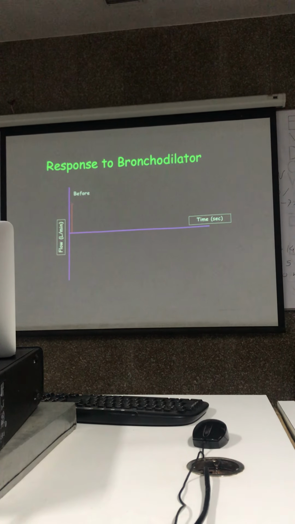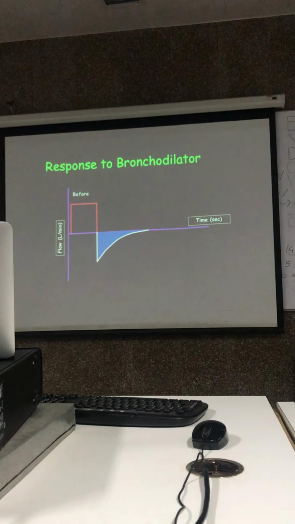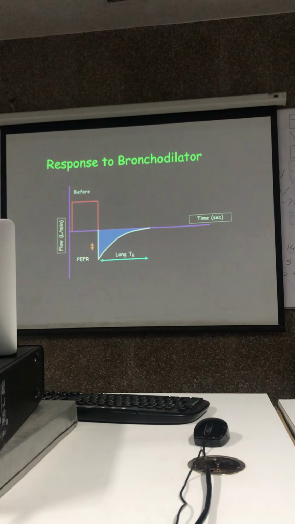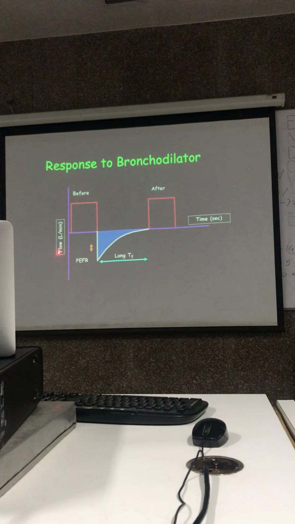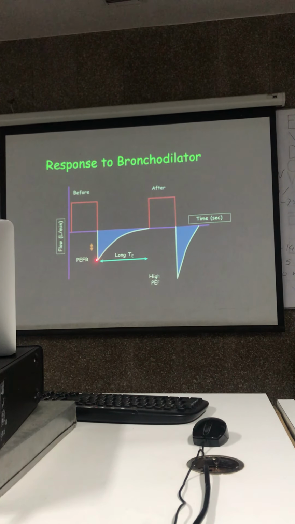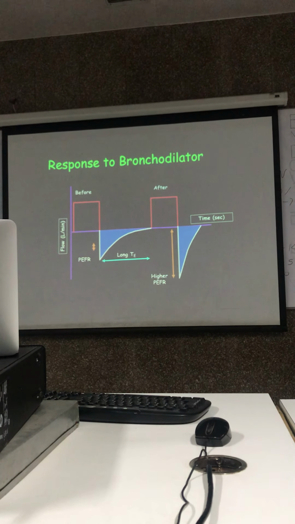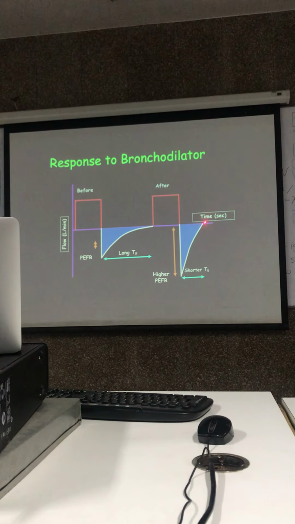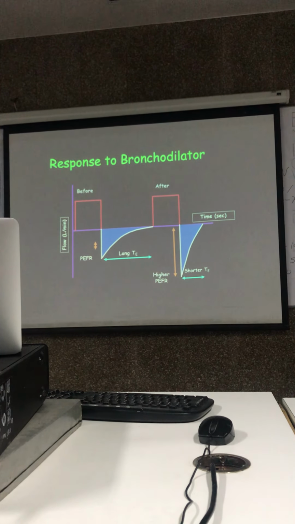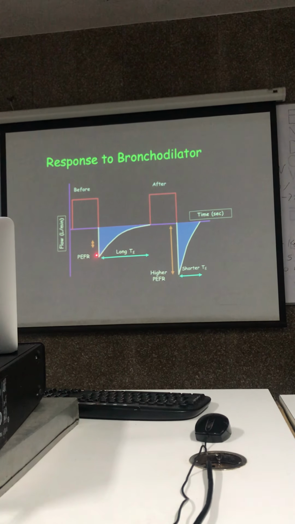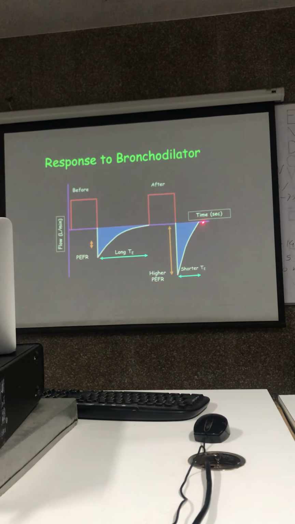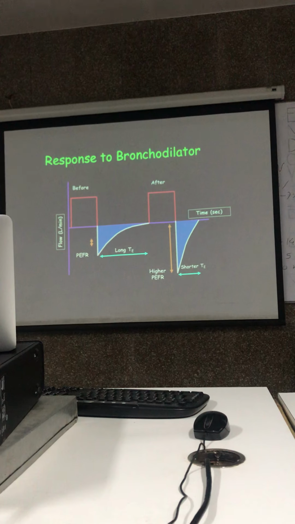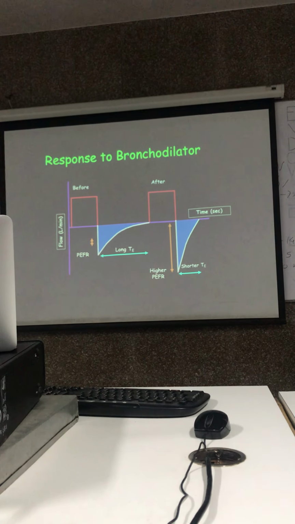Okay. Now, if you have the same patient and you then treat with a bronchodilator, see what happens with the bronchodilator. So this is before, you have a long expiration and a short peak expiratory flow. So a patient who has got bronchospasm, you treat it with a bronchodilator, and this is what you will see. If the bronchodilator is effective, you will find that the peak expiratory flow actually increases and the duration shortens, telling you that your airway obstruction has been relieved. Okay?